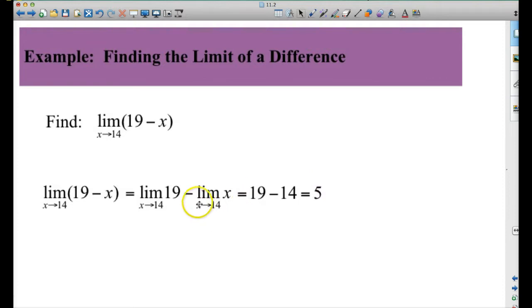Here's the pattern you're seeing. If it's a continuous function, we can just plug in this number and get our answer.